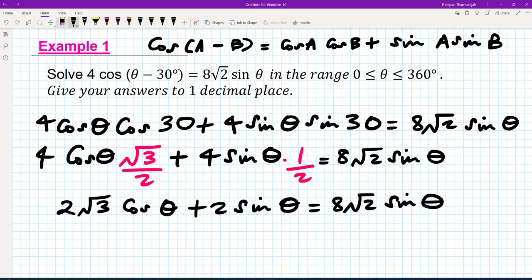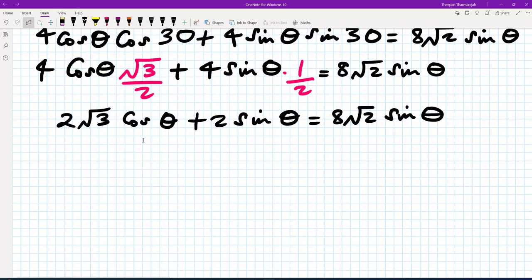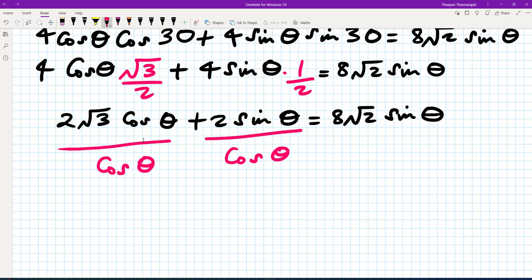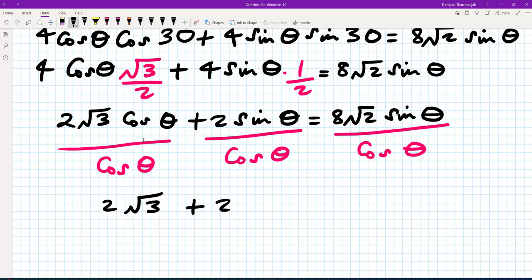So what I'm going to do here is divide throughout by cosine theta. Let's divide all of this by cosine theta. And what we get is cos theta divided by cos theta just gives me 1. So 1 times 2 root 3. That's going to give me plus 2 tan theta equals 8 root 2 tan theta.